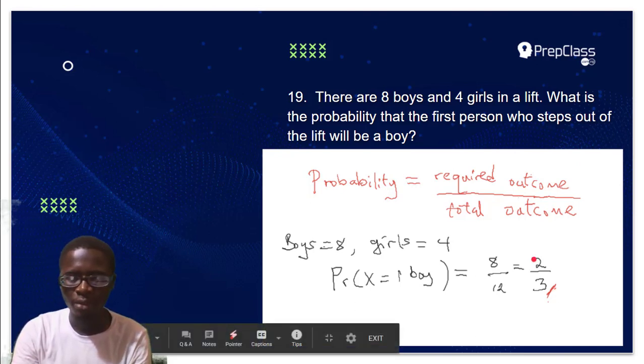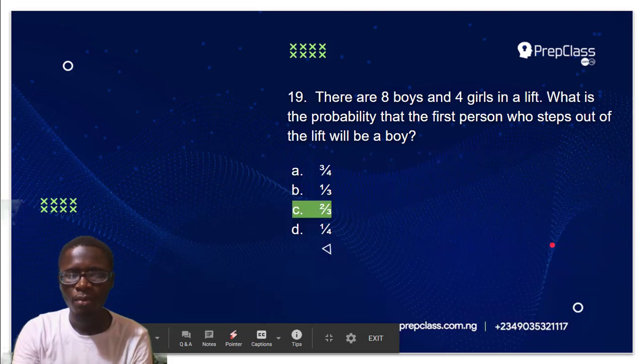So this simply means that when you look at 3 people, the chances that the first person coming out will be a boy is 2 out of 3. For every 2 boys coming out, there will be 1 girl coming out. And so this is option C.